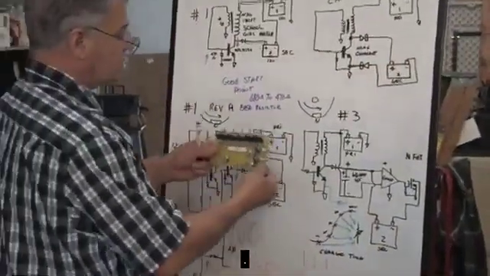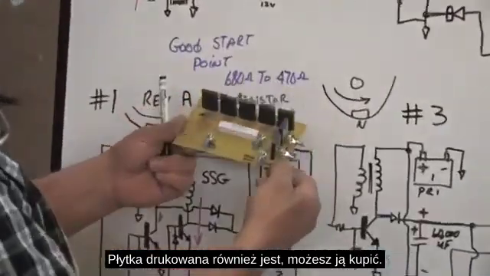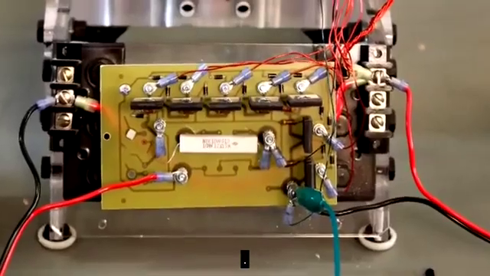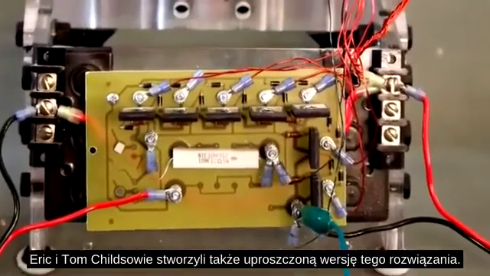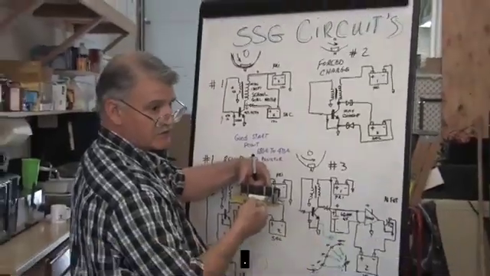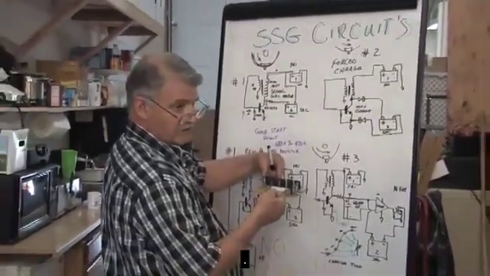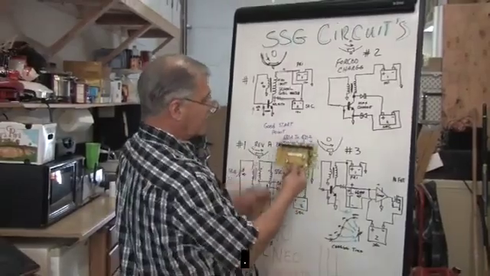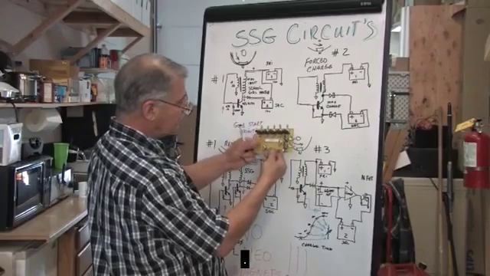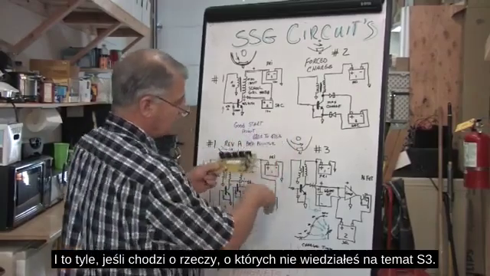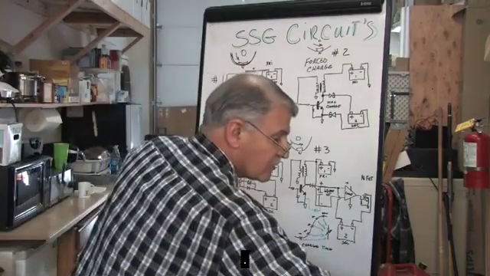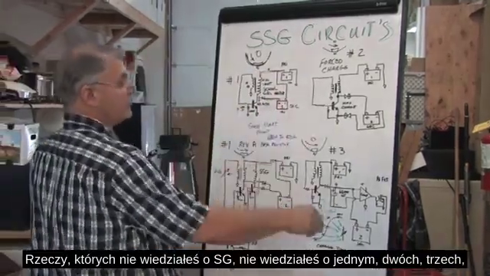Now, the kit circuit board, you may also purchase that. And also Eric and Tom Childs builds a simplified version of this, so that you can start out with a basic machine. But basically that's the kit circuit board. And that covers the things that you didn't know about the SG.